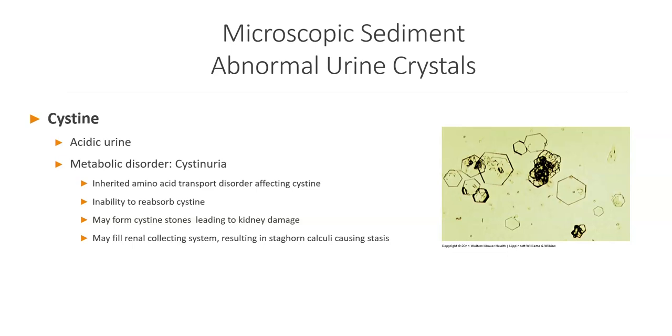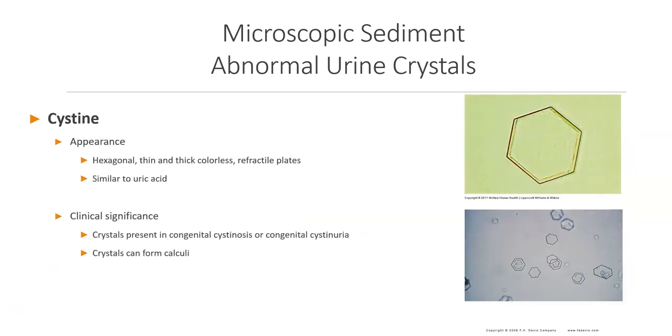Patients with cystinuria are more likely to form cysteine stones, and this can then cause kidney damage. If the cysteine crystals fill up the renal collecting system, then the stones can look like staghorns. This will cause renal stasis and will be required to be removed by lithotripsy and possibly surgery. Lithotripsy is where they try and use really intense vibrations to break up the stones so they can pass. But if not, because they get stuck, surgery would be required.